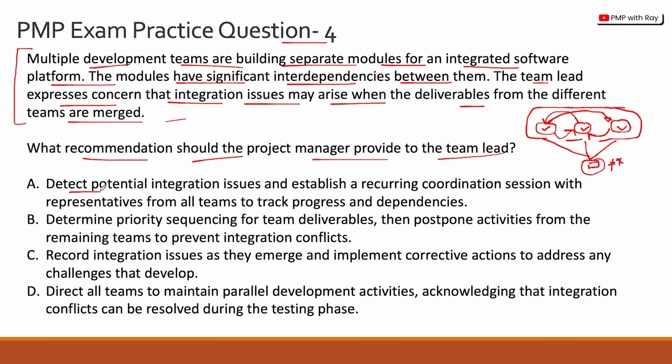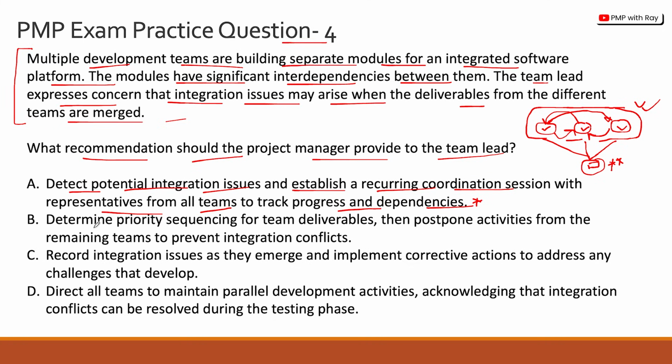Option A, detect potential integration issues and establish a recurring coordination session with the representatives from all teams to track progress and dependencies. Okay, that's quite a nice option, and it is exactly reflecting what we discussed here, that if these three individual teams are not talking to each other and if they are working in silos, then it is bound to happen that when these deliverables are combined, there is a mismatch. Okay, and there is a loss of synergy. Okay, so option A looks like a plausible correct option, but let's look at option B, C, and D as well.